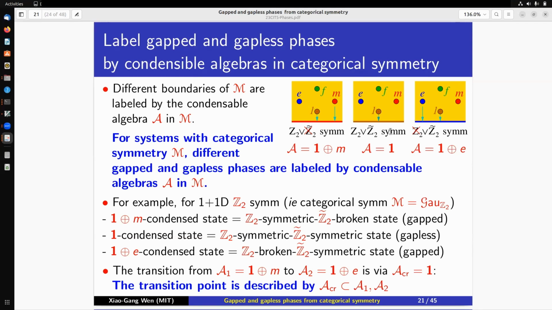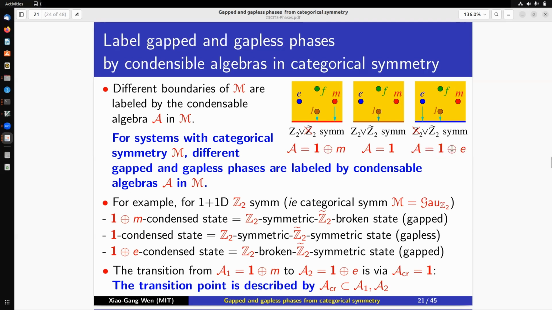And there's another thing which is very suggestive from this picture: you can see this M condensation gives you the so-called Z2 symmetric states for the Ising model. E condensation gives you Z2 symmetry breaking states. And no condensation happens to be the transition between these two. So therefore, these two Lagrangian condensed algebras give rise to gapped states.